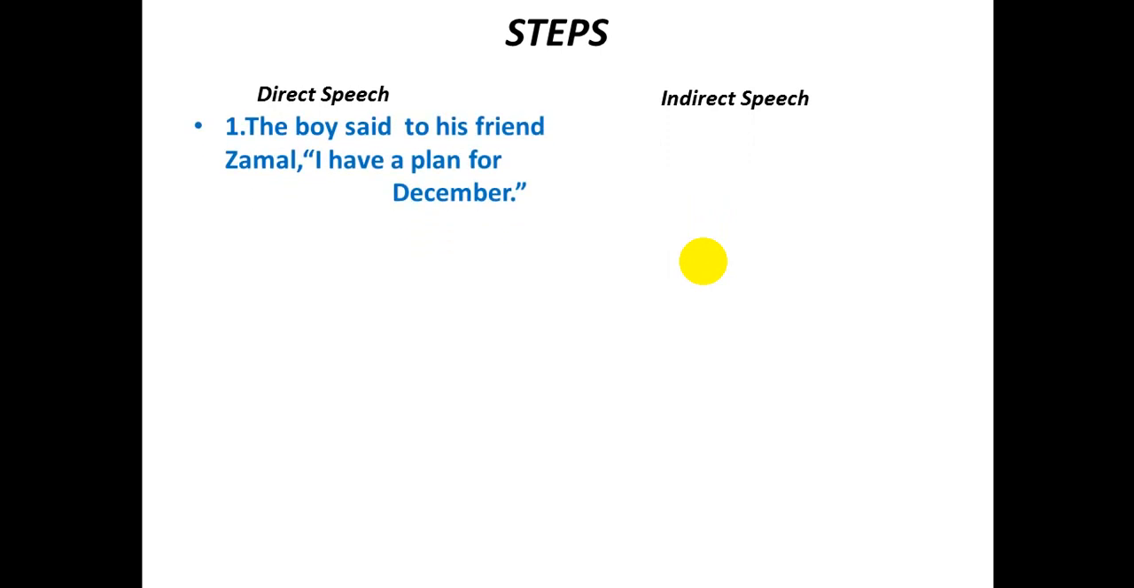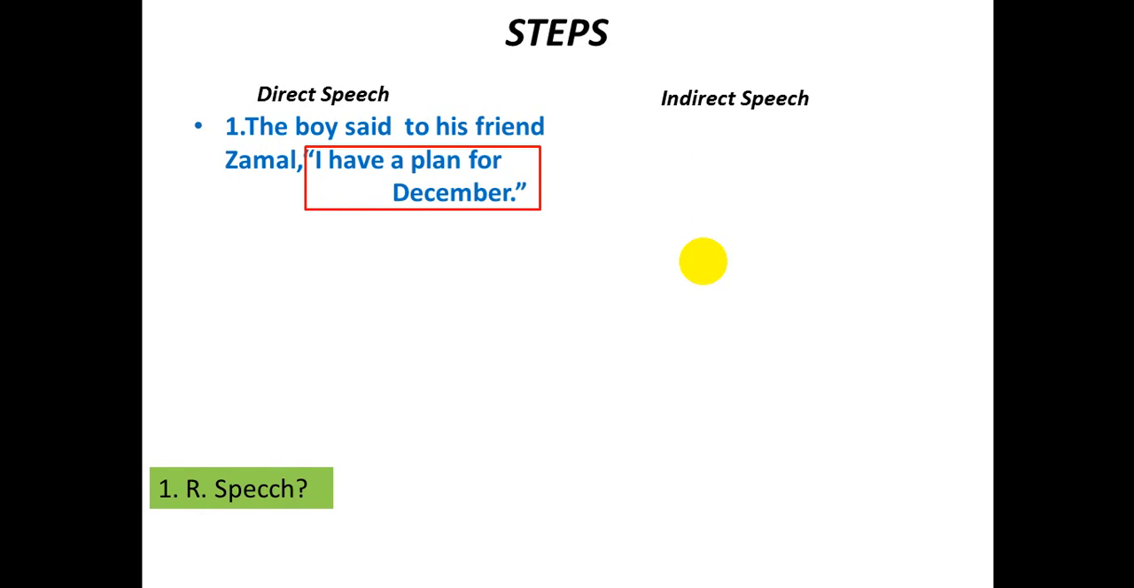So just keep your eyes and be attentive to how I am going on. So, direct speech, indirect speech. The first sentence: the boy said to his friend Jamal, I have a plan for December. So look at the reported speech: I have a plan for December.